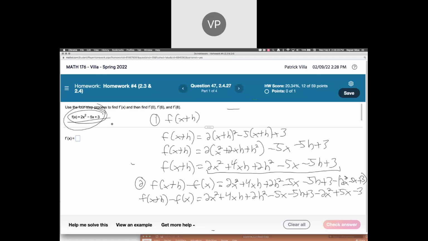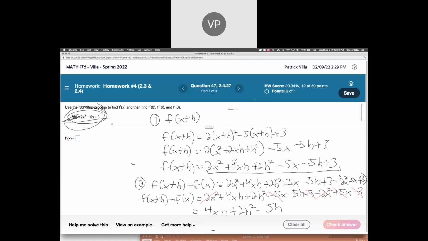Now, a lot of you are probably wondering, could I have just gone to this step? Did I have to write the whole thing just to distribute a negative? The answer is no. If you're able to do the negative distribution up here in your head, that's fine. You don't need to write every single bit here. So now remember what happens is things should be canceling. All right? The 2x squared is going with the negative 2x squared. The negative 5x goes with the 5x. The 3 goes with the negative 3. And we're left with a lot less. We have a 4xh plus a 2h squared minus a 5h. And that's it for that second step.